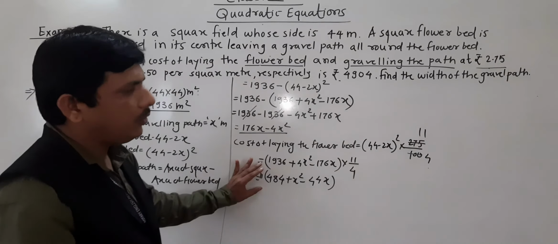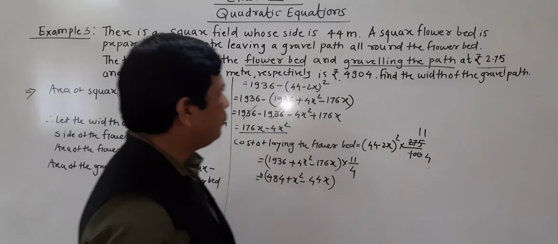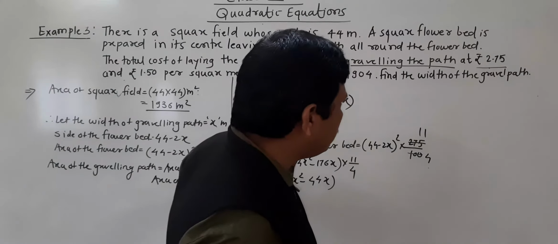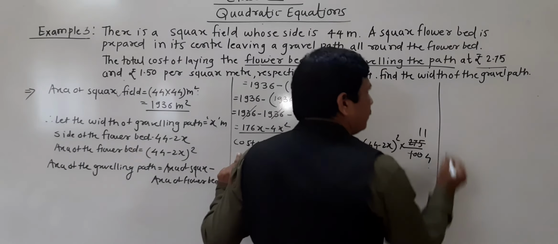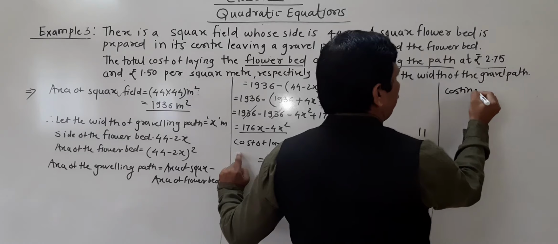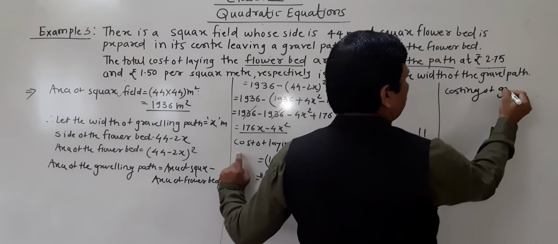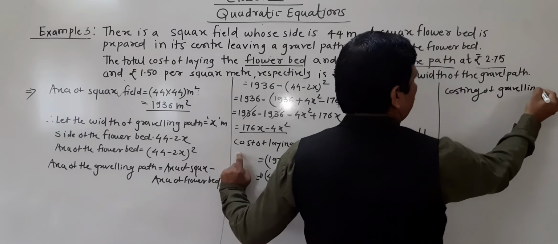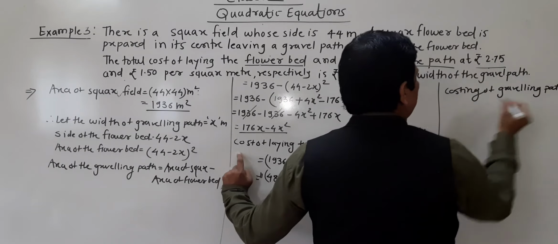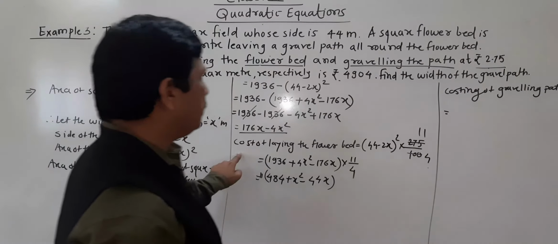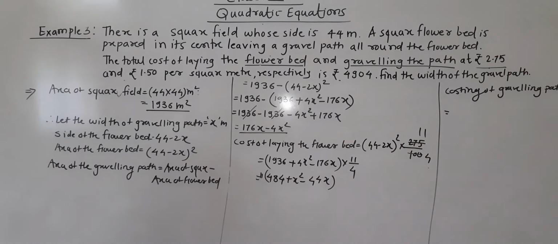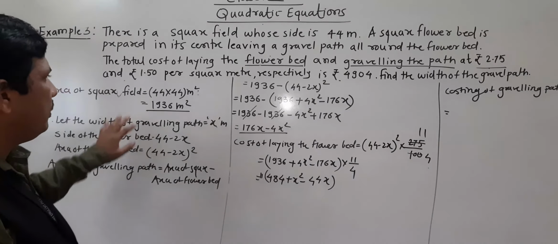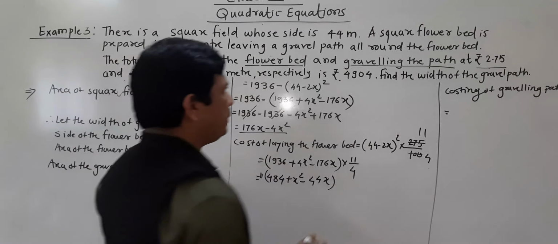Okay, now we need to think about graveling the path. Okay, cost of graveling path. So that I am taking here, costing of graveling path. Okay, so is equal to what? How will it come? Area of graveling path multiplied by its cost. What is the area of graveling path? That we have taken here.